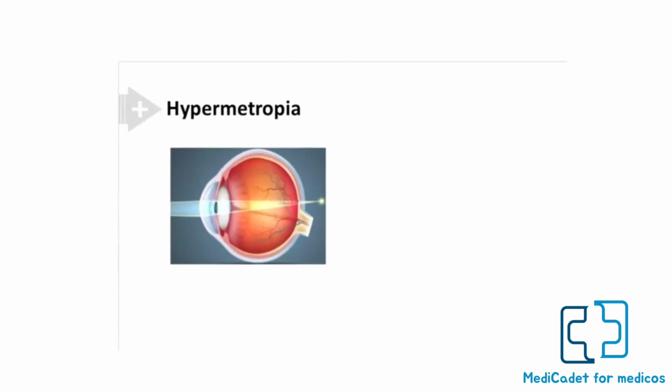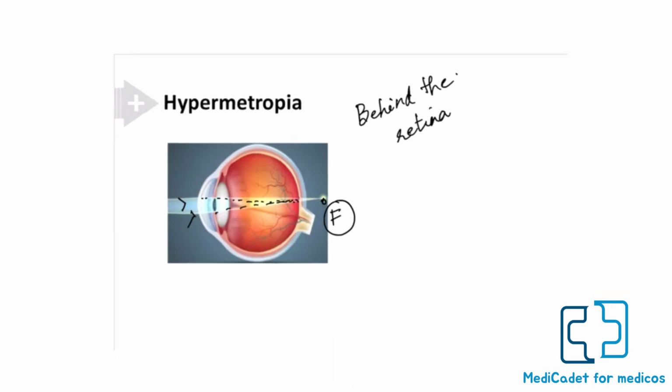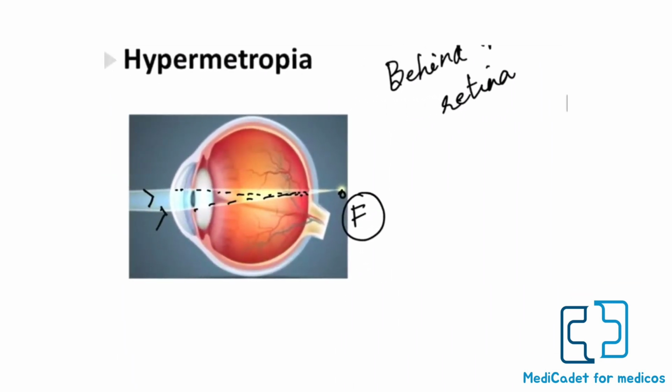So let us look at hypermetropia once again. The parallel rays of light are meeting at this point F, which is behind the retina. Essentially, hypermetropia is the opposite of myopia. So these light rays should have actually met here on the retina. But why are they meeting behind? They are meeting behind because the light rays have not been bent enough. If the light rays had been bent adequately, they would have met on the retina. But because the bending is not enough, they are meeting behind the retina, which means this eyeball has less power than it needs.